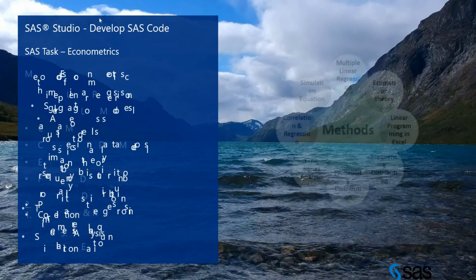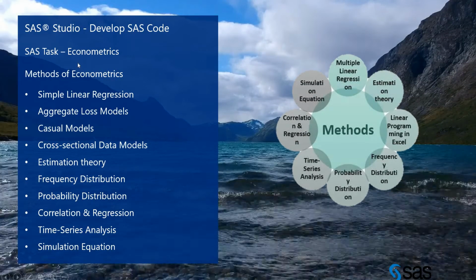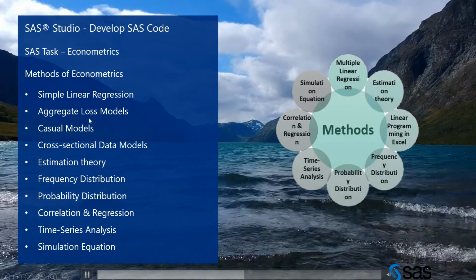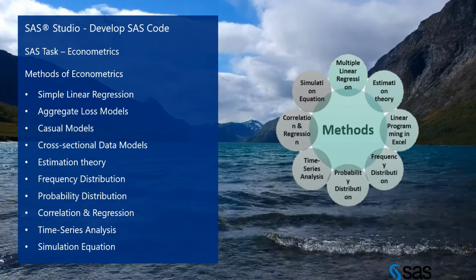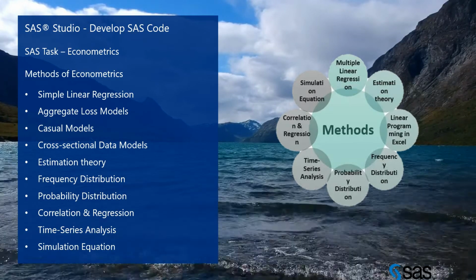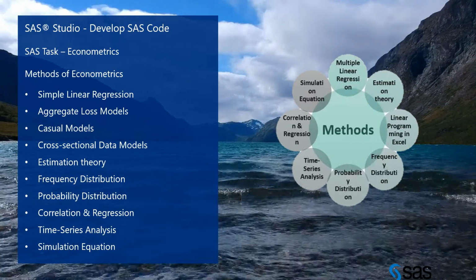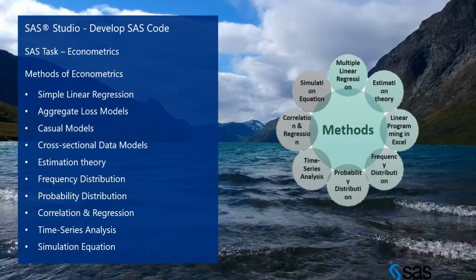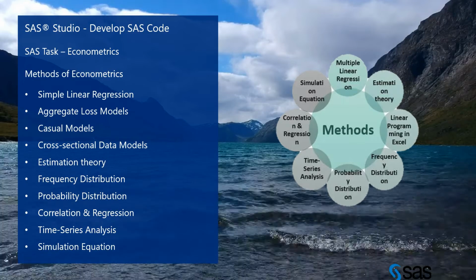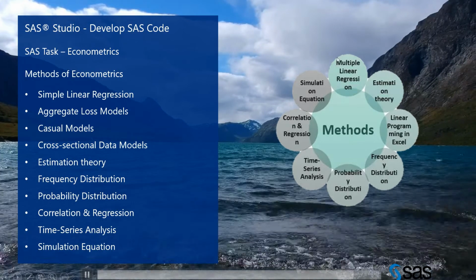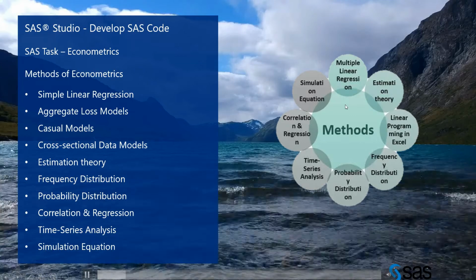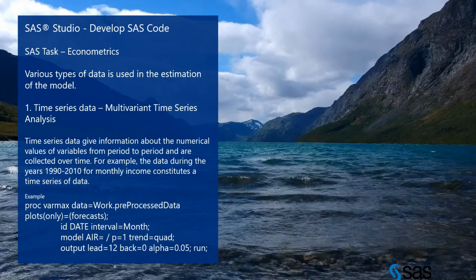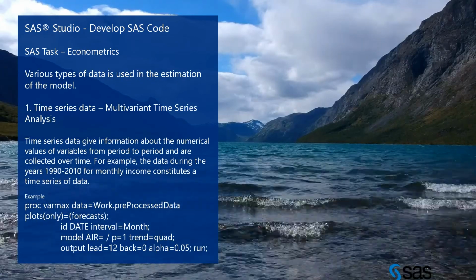So we will see the models in econometrics, which has different models. We have simple linear regression, aggregate loss models, causal models, cross-sectional data model, estimation theory, frequency distribution, probability distribution, correlation and regression, time series analysis, simulation, and equations. These are all the methods available in econometrics. First we will see the time series data.